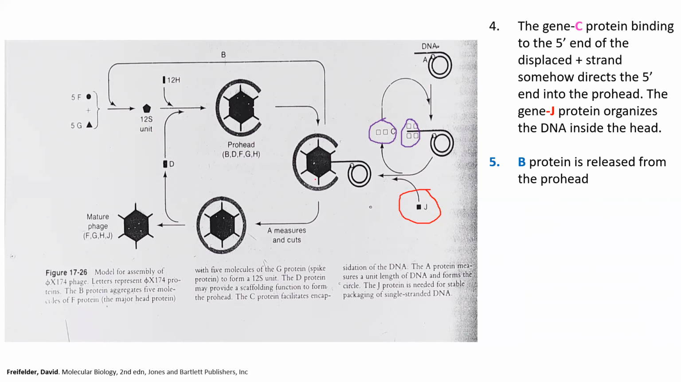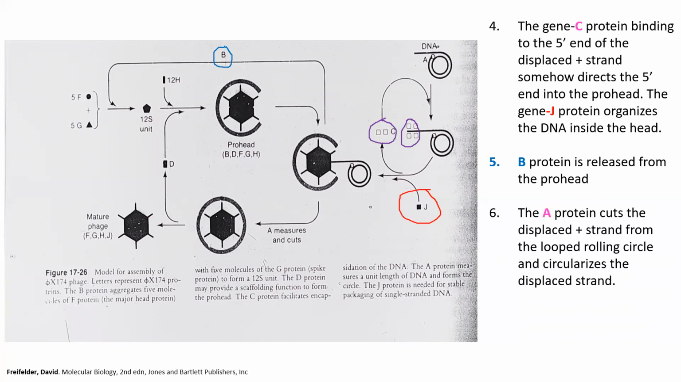Next, fifth step, D protein, which was added at this step to F and G to form the 12S unit. The B is released from the prohead because B is not present in the finished particle.